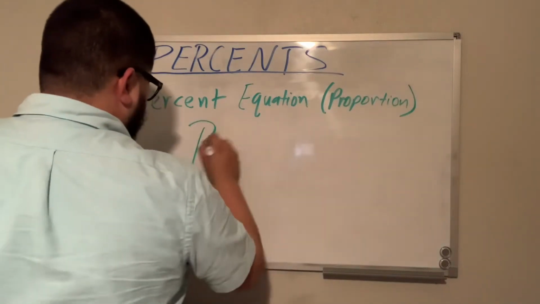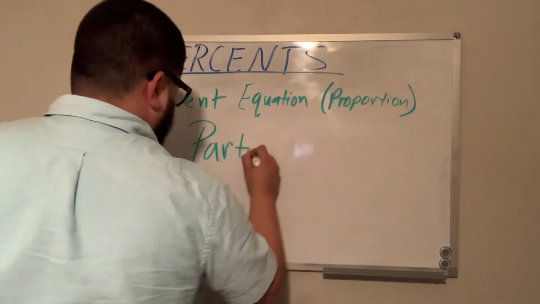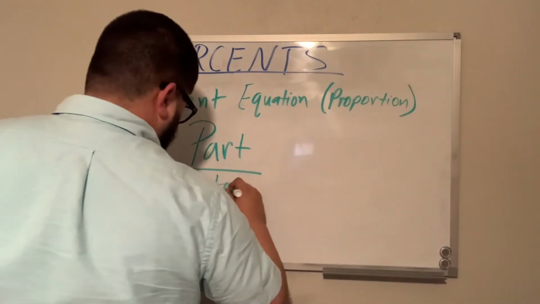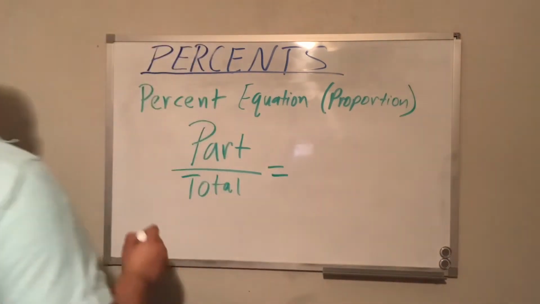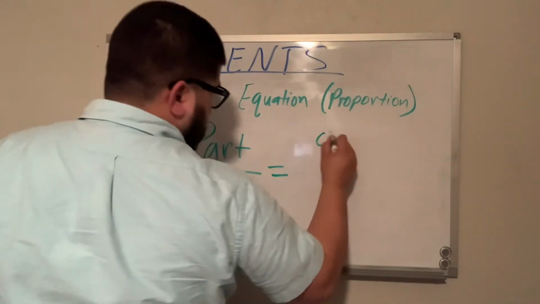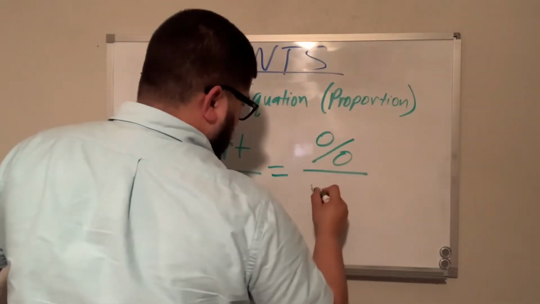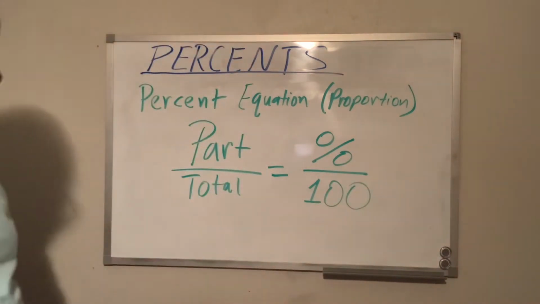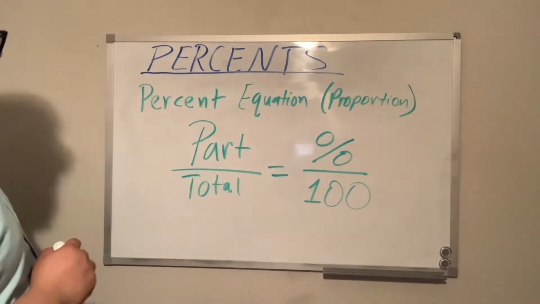I'm going to write it big, because I want you to write it big. Part over total equals percent over 100. That is the percent equation.